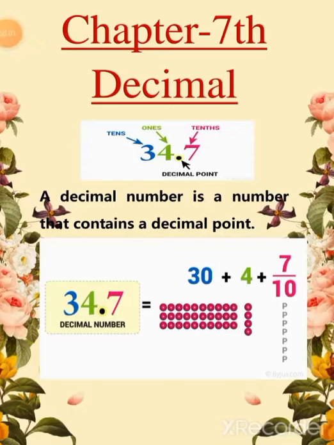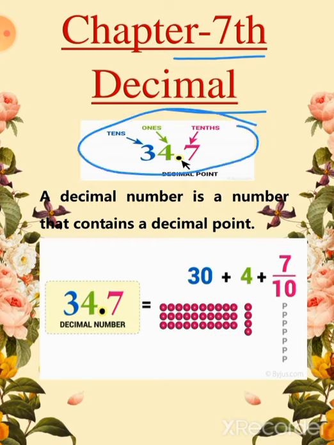Hello students, today we are going to start the next chapter of mathematics, chapter 7, decimal. Before starting, we must know what a decimal is. A decimal is nothing but a point. As you can see in this number, 34.7, this point here is called a decimal. So a decimal is just a point we can see in our numbers.